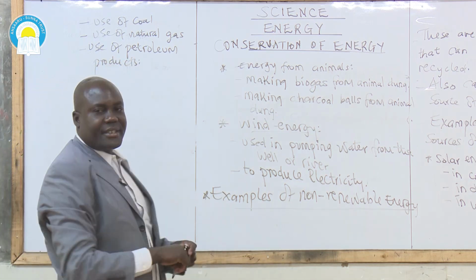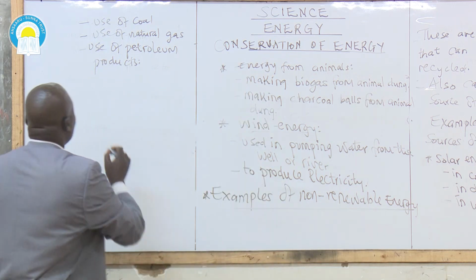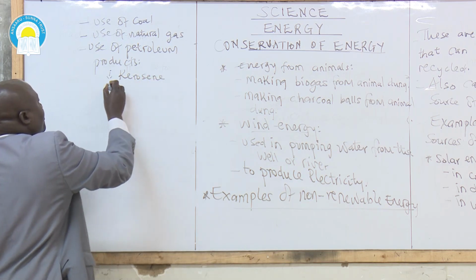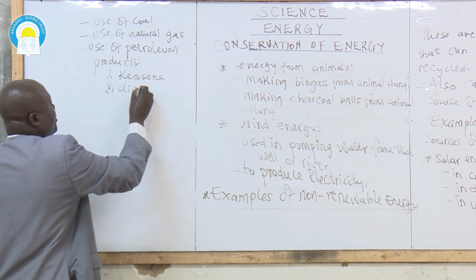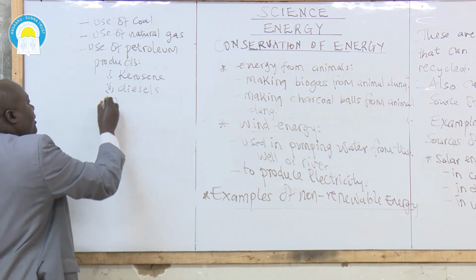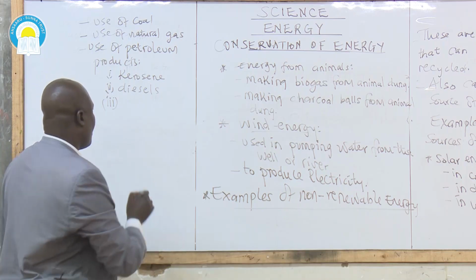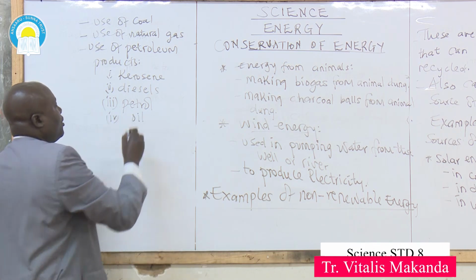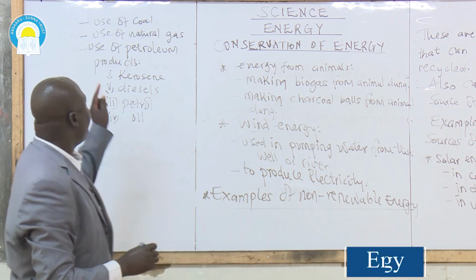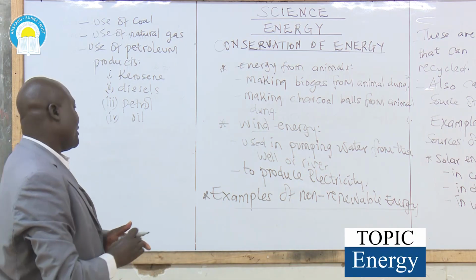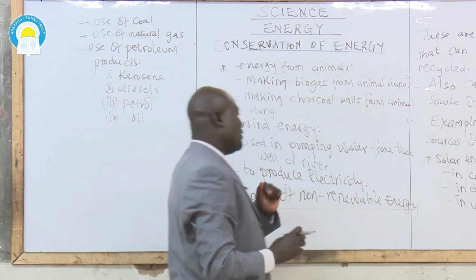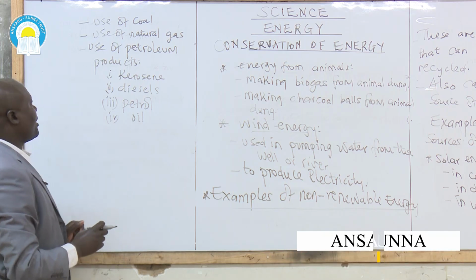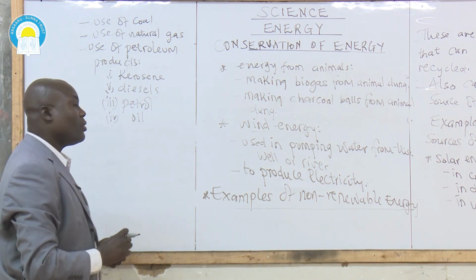When I talk about petroleum products here, I mean things like kerosene. That one is under fuel. Two, we have diesel, which we use in cars and other machines. Number three, we have petrol, which is used mostly in cars. Then four, we have oil. All of these are examples of petroleum products. Therefore, examples of non-renewable energy are the use of coal, natural gas, and petroleum products, which are kerosene, diesel, petrol, and oil.